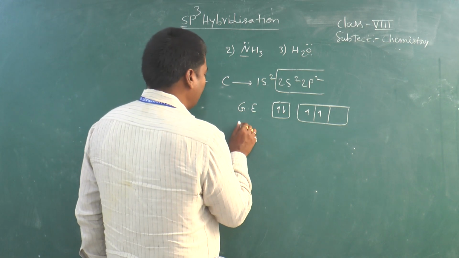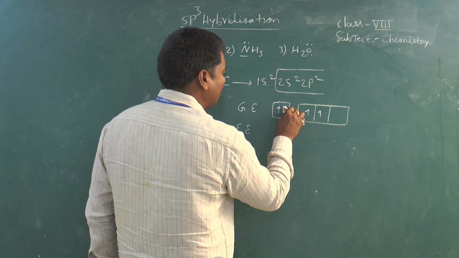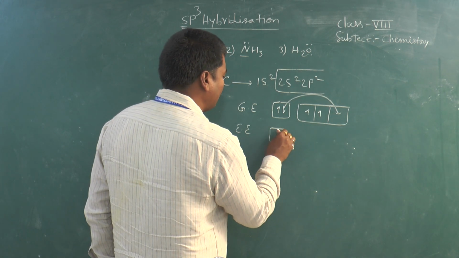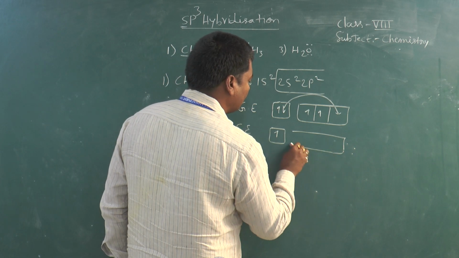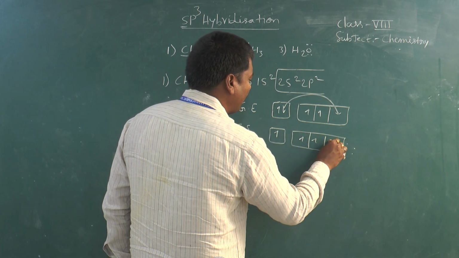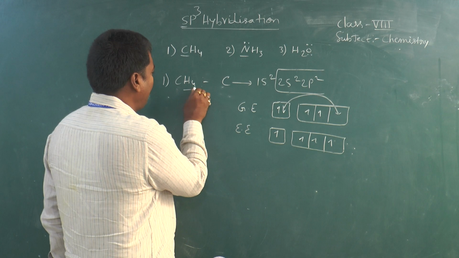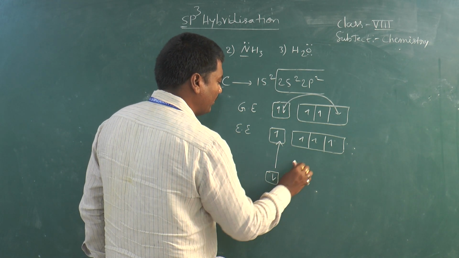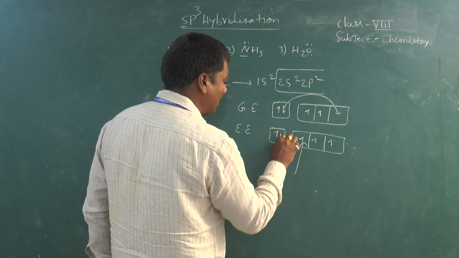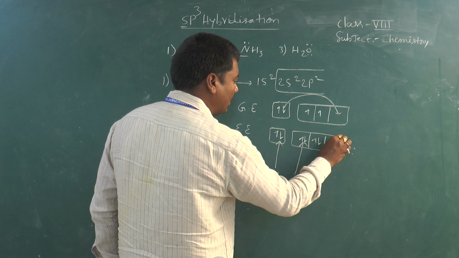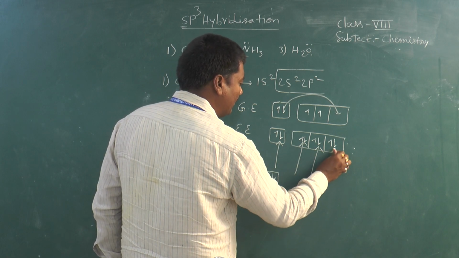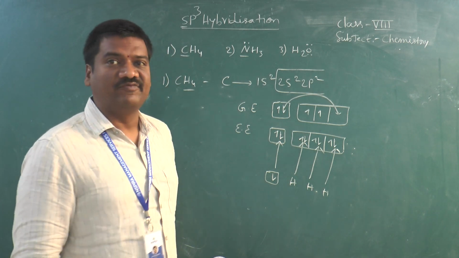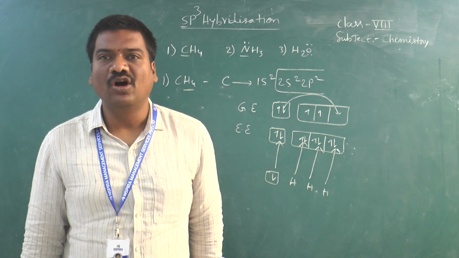In the excited state electronic configuration, one paired electron jumps to the empty orbital. Then each orbital has 1 unpaired electron. There are 4 hydrogens, and each hydrogen atom gives 1 electron for bond formation. The 4 hydrogens are bonded with the same carbon atom, so it can form 4 bonds.